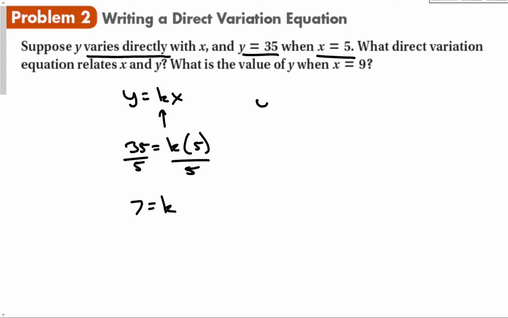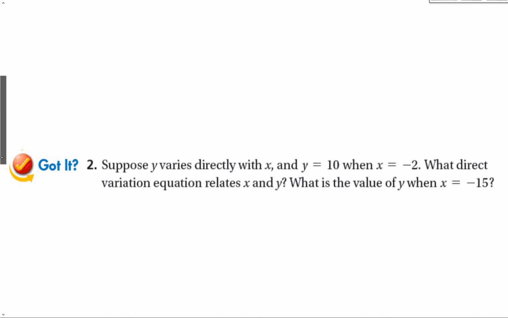So the equation for direct variation is going to look like that, replacing my constant with the actual constant, which is 7. And then to answer the next part of the question, well, y is equal to 7 times 9. Okay, so y is going to be equal to 63. Okay, so that's the value of y when x is equal to 9. Let's look at that again. I got a problem.